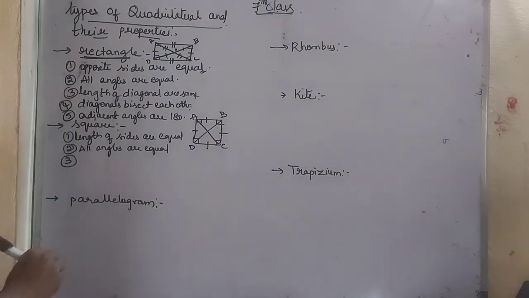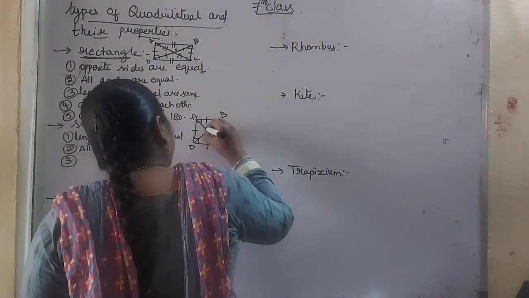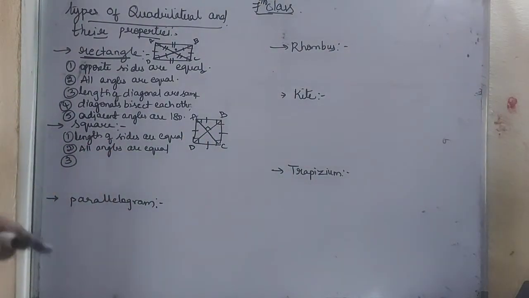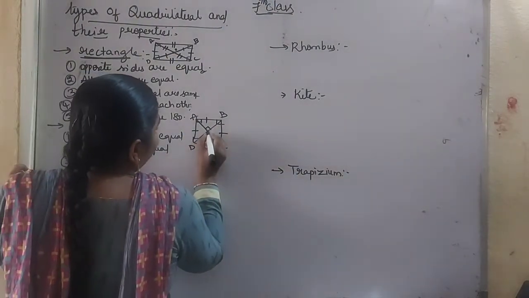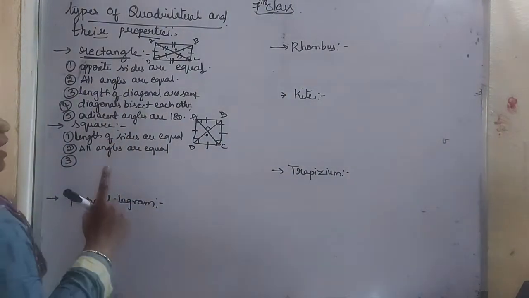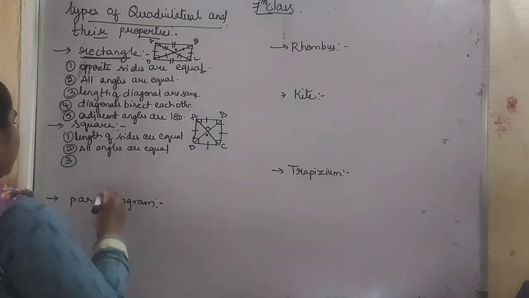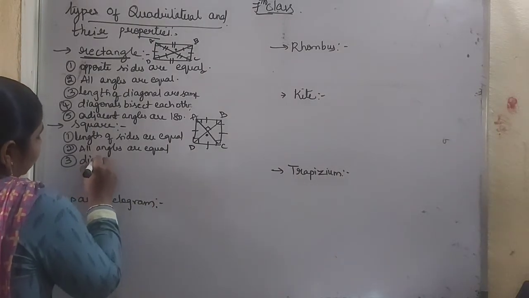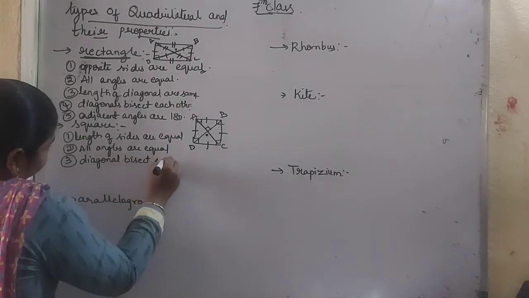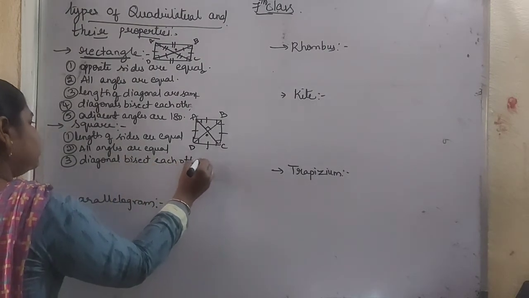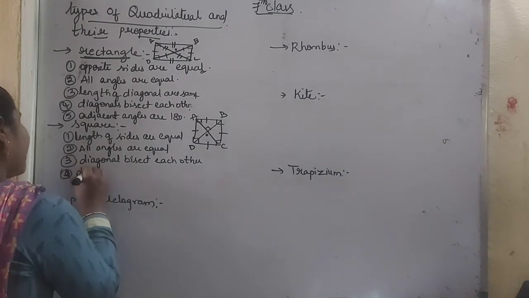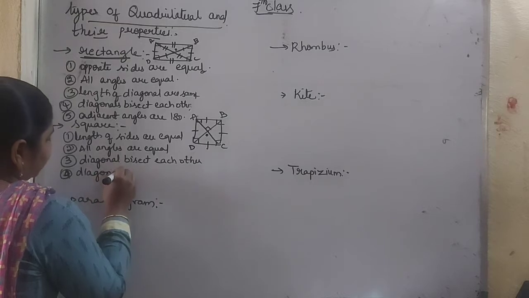Diagonals bisect each other and they are perpendicular to each other. Perpendicular means it is forming a right angle. At the intersection point of the diagonals, it forms a right angle. So they are perpendicular to each other also. And the fourth point is that the diagonals are perpendicular to each other.